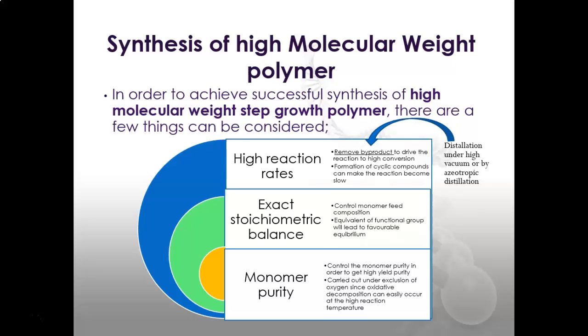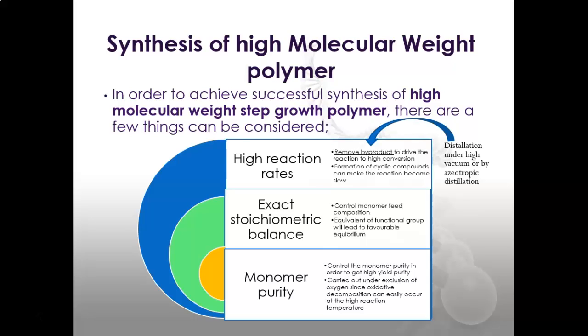For today's lecture, we are still in step growth polymerization, and we proceed with the synthesis of high molecular weight polymer. Okay. In order to achieve successful synthesis of high molecular weight step growth polymer, there are a few things that can be considered. As we all know, in the stepwise reaction scheme, at least two monomers are involved in step growth polymerization, right? At least two functional groups, right? So the monomers, dimers, trimers, and so on may all react together.